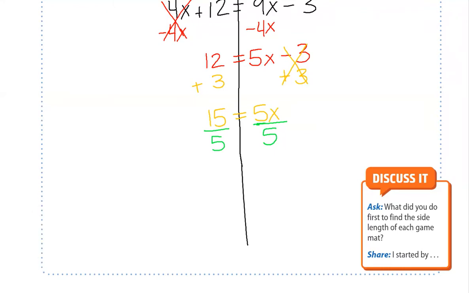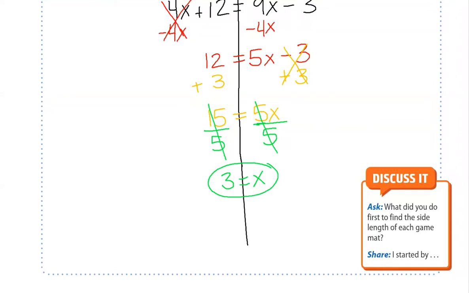Okay, 5 divided by 5, that's 1. I have 1x left. 15 divided by 5 is 3. There we go, that's what our x equals. But it didn't just ask that, it asked what are the side lengths of each game mat.